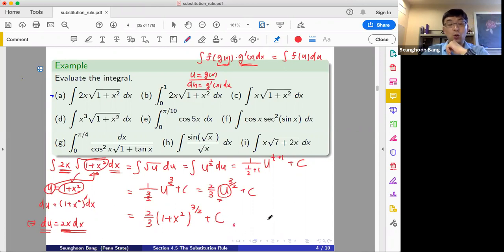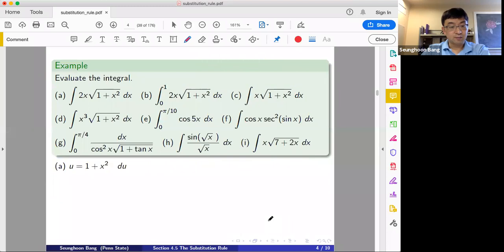That's it. This is the whole idea for solving the first problem. Is it good? Does it make sense? Okay, good. So this is the idea. We can try to solve more problems. It's very clear. So here, this one.